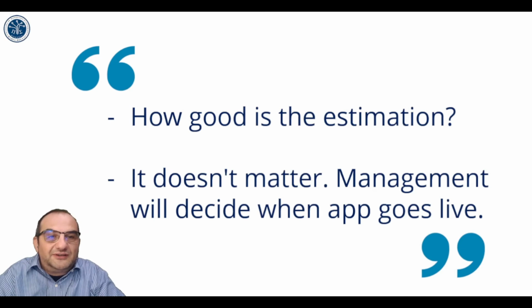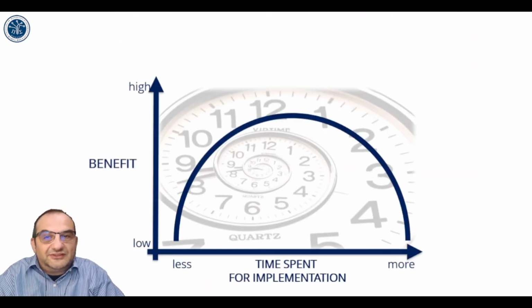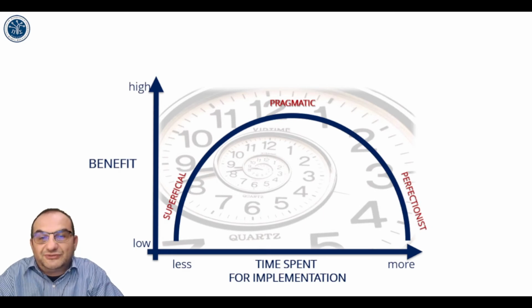But let's talk a little bit about performance again. I know that this is not a big surprise for you, because we all know that we have to be pragmatic when we are talking about time and effort we spend for implementing user stories or other tasks. Otherwise, any extreme case, being superficial, which is on the left side, or being perfectionist, which is on the right side, will have an unwanted impact on the benefits we get from the software we together develop.